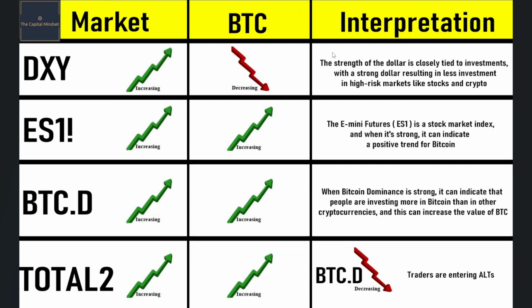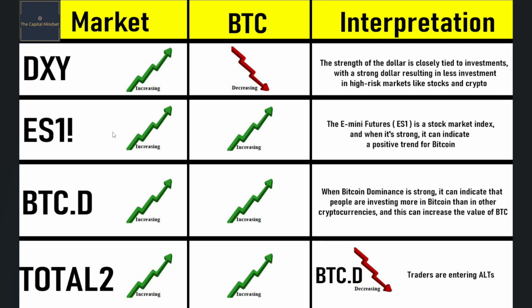Now, in this interpretation, we have the stock market index and also total 2 on this graphic. So here is the DXY. This is the strength of the dollar. We have the interpretation here. When this goes up, usually Bitcoin goes down. And of course, the DXY is closely tied to investments, with a strong dollar resulting in less investment in high-risk markets such as stocks and crypto.